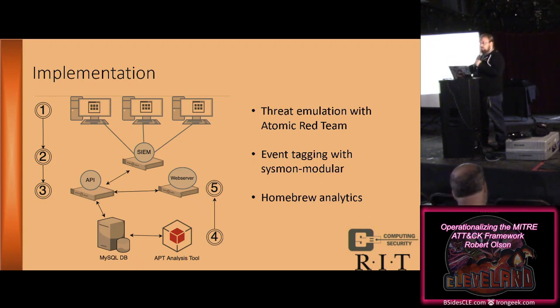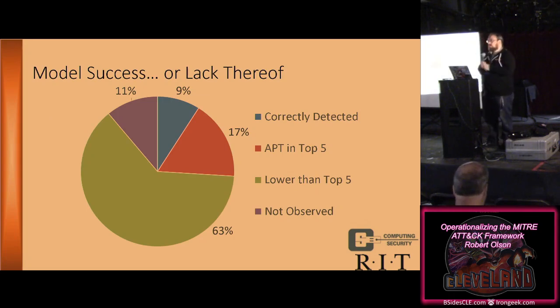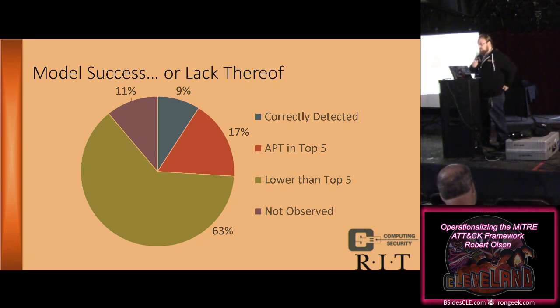We used Atomic Red Team to emulate particular adversaries. So we ran Atomic Red Team on the host that we were observing to emulate particular adversaries. The traffic got forwarded to our ELK stack, and then we had some API in the background, some analytics that we used to actually do all the computations and come up with a result.